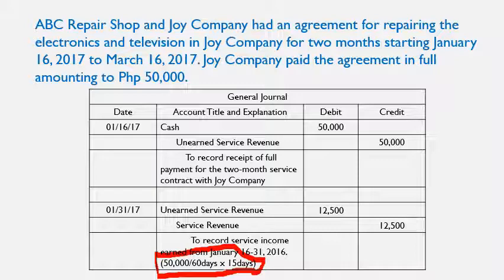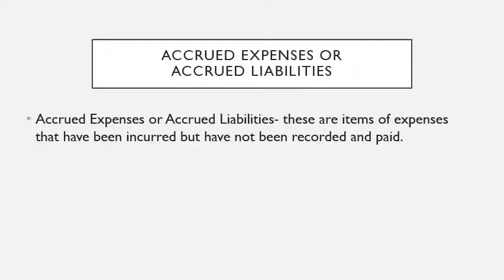Okay? So, that is 12,500. Next, we have here accrued expense or accrued liabilities. So, accrued expense or accrued liability, these are items of expenses that had been incurred but not had been recorded and paid. So, when we say accrued expense, ito naman yung ginamit mo na pero hindi mo pa binabayaran.